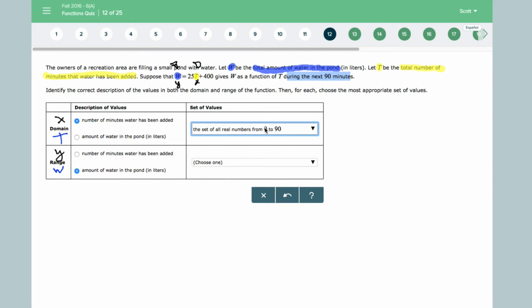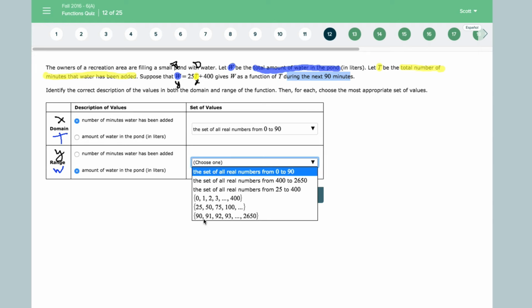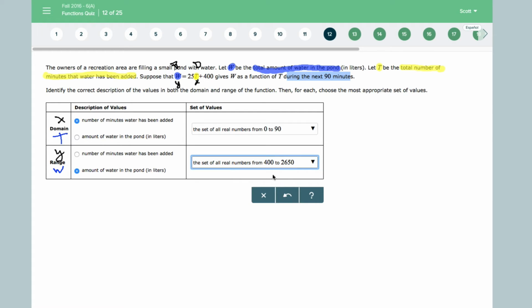Now, right here, if we plug in that 0, 25 times 0 is 0. 0 plus 400 is 400. So this has to start at 400, and there's only one that starts at 400. And if we were to plug in 90 there and do the math, we would get 2650. Or you can think of it this way. Where did we begin? We started at 400. We start at 400. Okay? And that's the Y-intercept. Remember? Y-intercept.